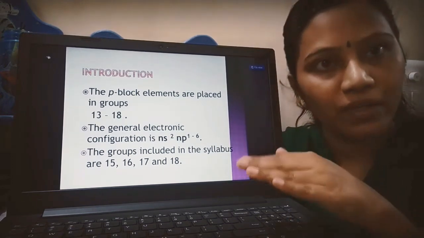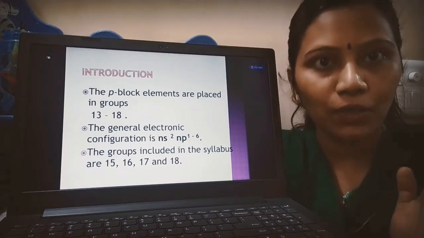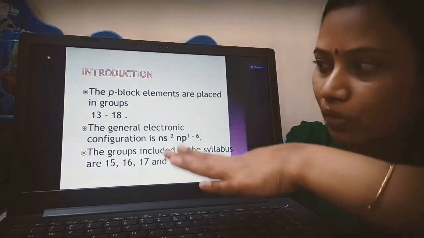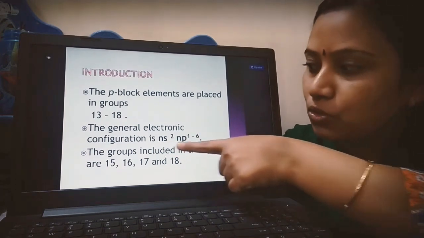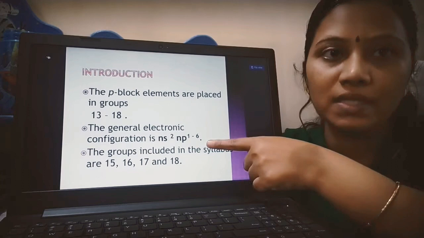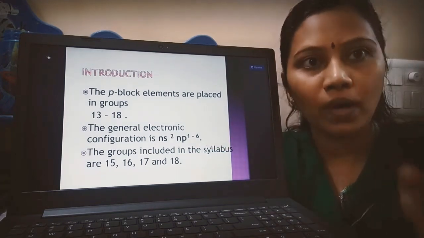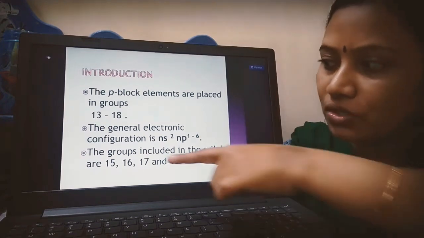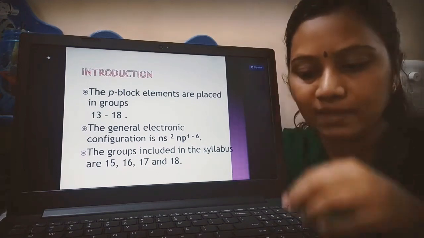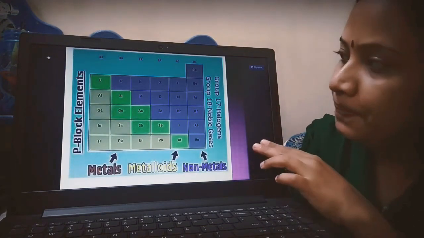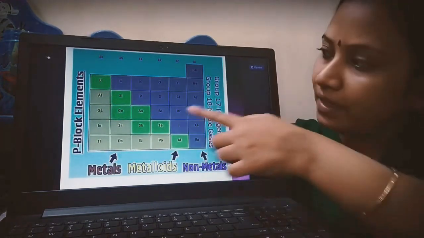I have already told you, P block elements means the elements belonging to group 13 to 18 are collectively called P block elements. What is their general electronic configuration? It is ns2 np1 to 6. So as I told you, group 15 to group 18 will be included under this category. Now look into the group 13 to group 18 elements.